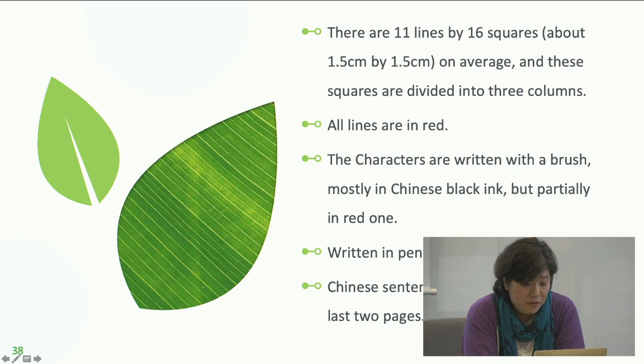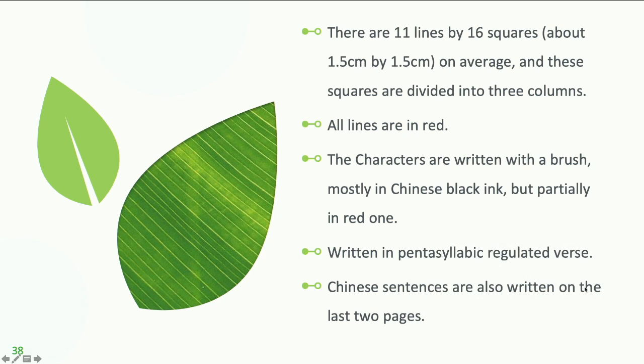There are 11 lines by 16 squares, about 1.5 centimeters by 1.5 centimeters on average. And these squares are divided into three columns. All lines are in red. The characters are written with a brush, mostly in Chinese black ink, but partially in red. Written in pentasyllabic regulated verse, Chinese sentences are also written on the last two pages.